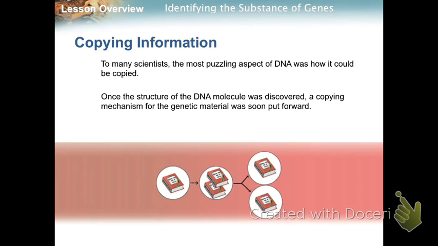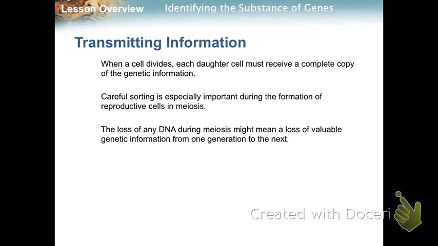It was really confusing how DNA could copy itself. Once the structure of the DNA molecule was discovered, a copying mechanism was put forward. We'll get to that in future sections. When a cell divides, each daughter cell has to receive a copy of that genetic information. Sorting to make sure that there's a full set of chromosomes or a full complement of DNA is super important in meiosis when we're forming gametes. The loss of any DNA during meiosis might mean loss of genetic information in the next generation.